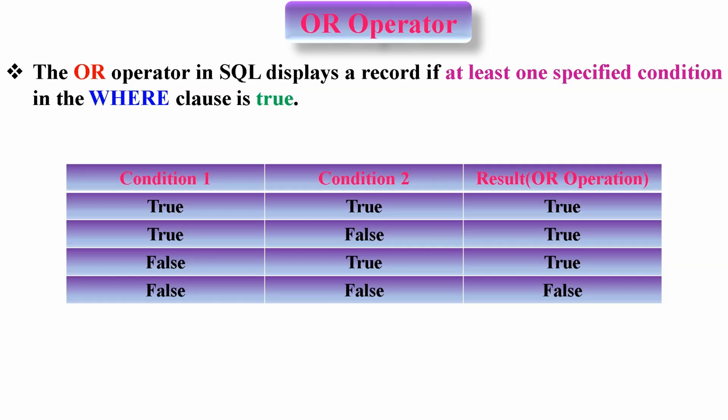Next is the OR operator. The OR operator in SQL displays a record if at least one specified condition in the WHERE clause is true. As shown in the table, when either condition 1 or condition 2 is true, the result is true. If both of them are false, then only the result becomes false.